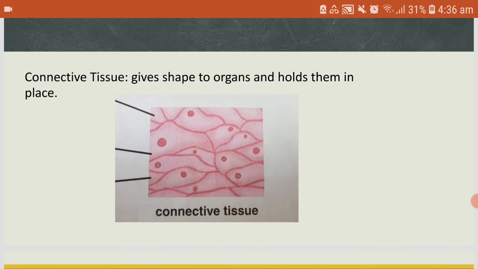Lastly, we have the connective tissue. This is the tissue which is responsible for giving a particular shape to all of our organs, and it also keeps all of our organs in their respective places, and it covers them and protects them.